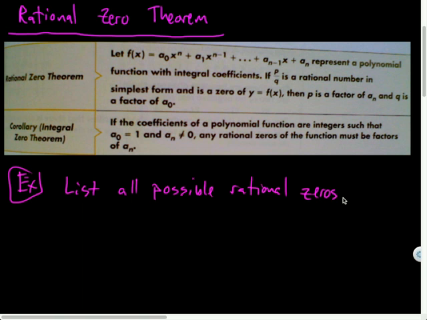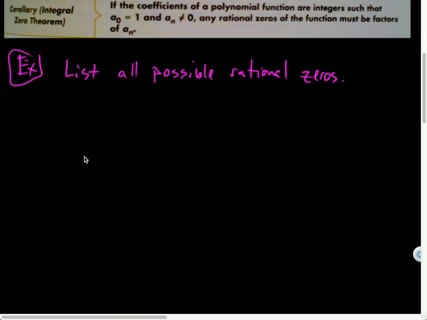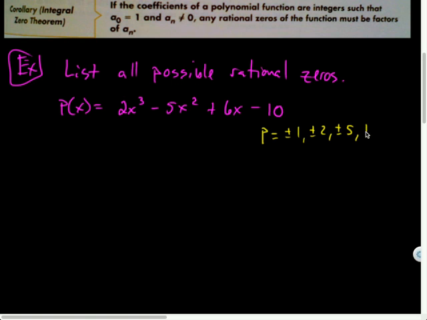Okay? So let's say I've got the polynomial p of x equals 2x to the third minus 5x squared plus 6x minus 10. So it turns out that my p values are the factors of the 10. What are the factors of 10? That would be plus or minus 1, plus or minus 2, plus or minus 5, and plus or minus 10.